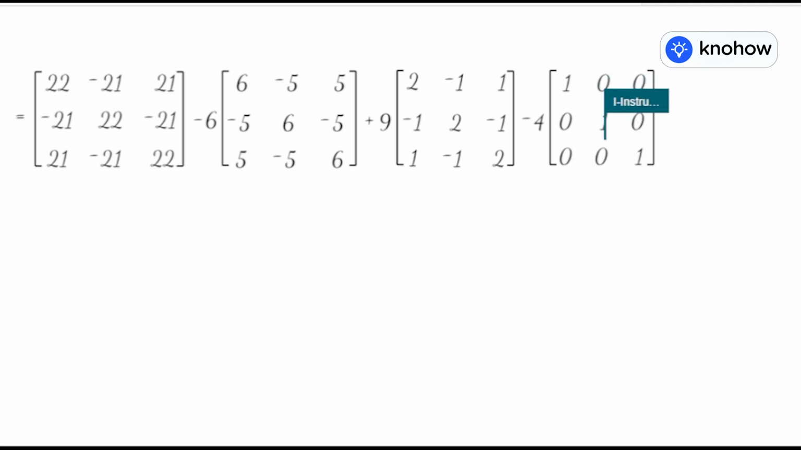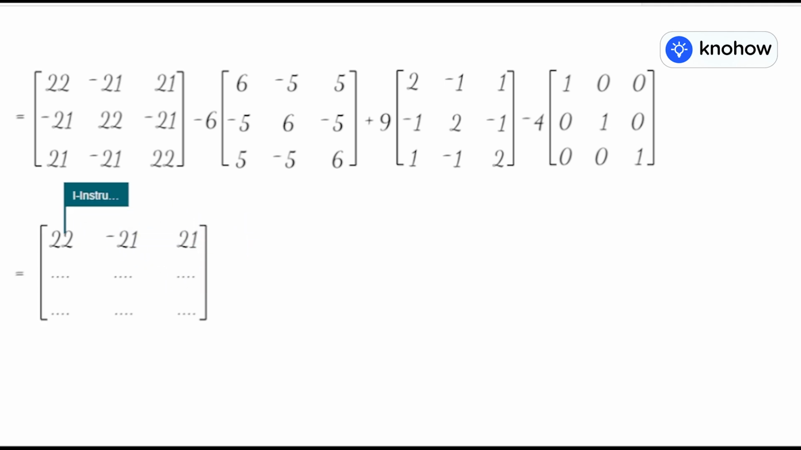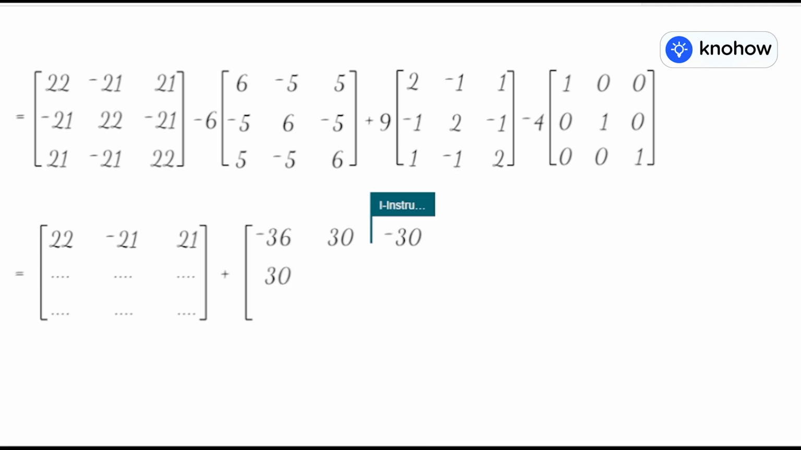Now multiplying by the constants outside the matrices, keeping A cube as such, which is 22, minus 21, 21, you can write the rest of the elements of A cube yourself, and plus, multiplying by negative 6 to the elements of A square, you get negative 36, 30, negative 30, 30, negative 36, 30, negative 30, 30, negative 36.